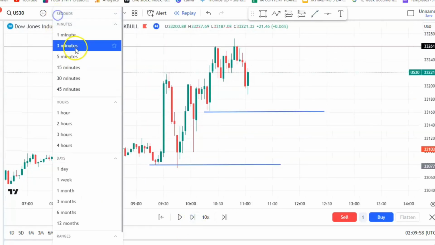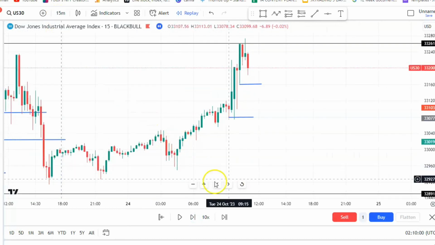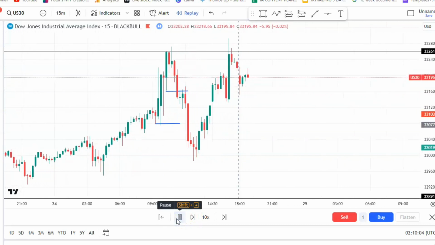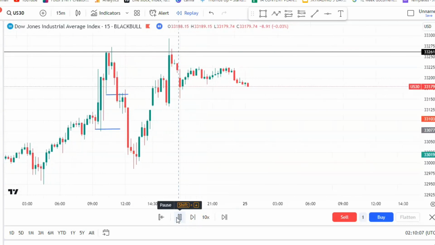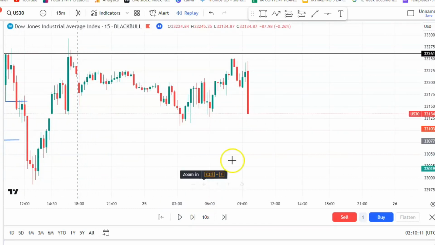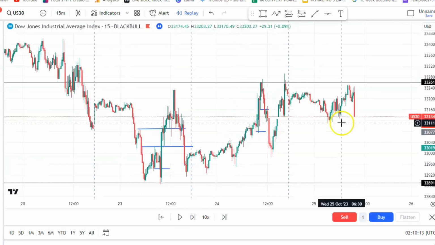And on this day, we had no setup. I'm trading between 8 and 11. Price still went down, but it is not for me. I'm waiting for a setup that aligns with my strategy.